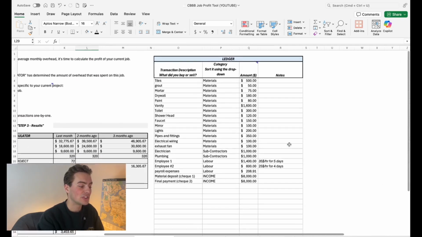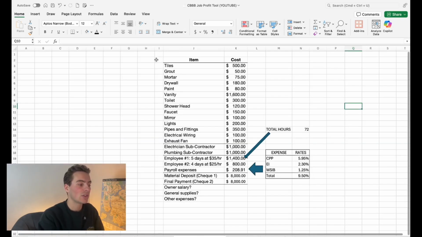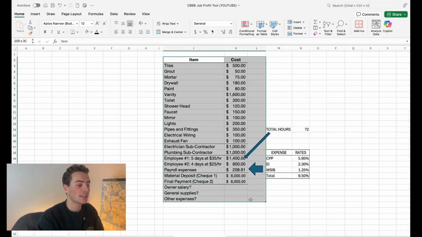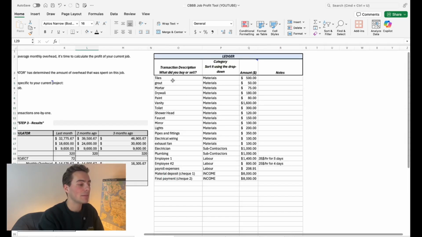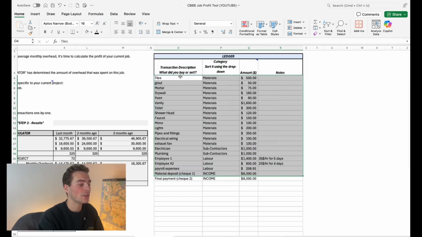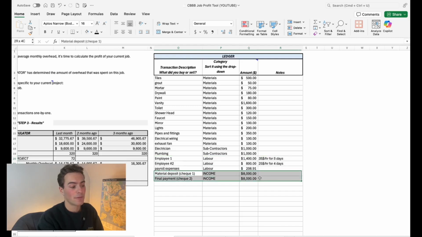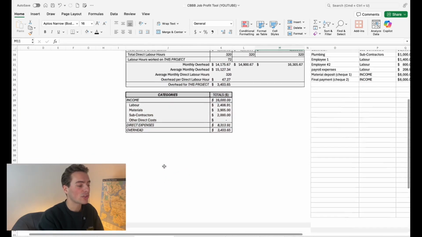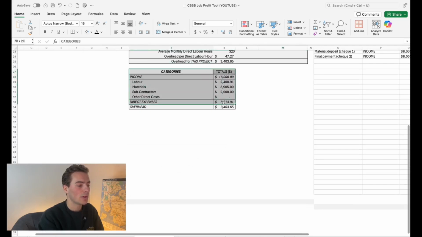Then I took the receipts, which you can see here. This is a list of receipts for the specific project. I took these receipts and I plugged them into the ledger. So all the materials right here, all the subcontractor expenses, labor expenses, and the income that you made from the job, everything listed right here. And that is all summarized in this table below.